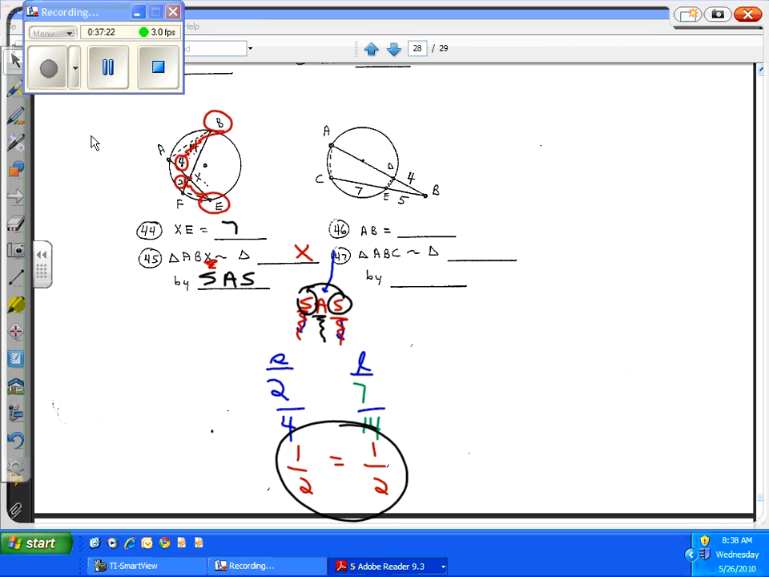The small of this one was the 2. Opposite it is E. The small of this one was the 4. Opposite it is B. So B goes with E. And B was in the middle, so E goes in the middle. We've got EX. The only thing left is F, so F goes there. So we named the similarity. Any questions on number 44 and 45? Okay.